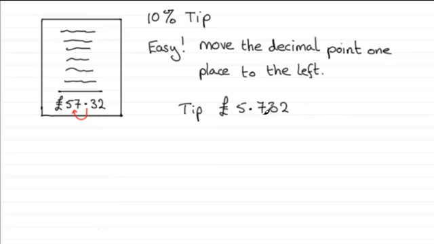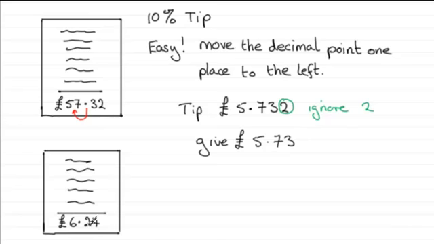We only have 2 digits behind the decimal point in money, so we need to ignore the 2. So what do we get? What are we going to give then? Well, we're going to give, ideally, £5.73. But you might want to give a little bit more, £5.75, £5.80 maybe, or a little less. It's up to you.